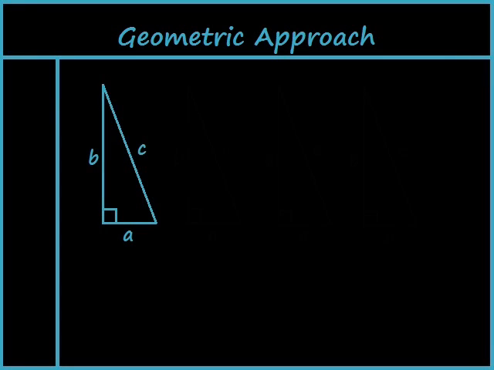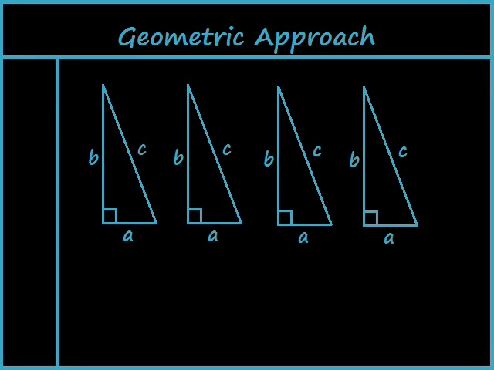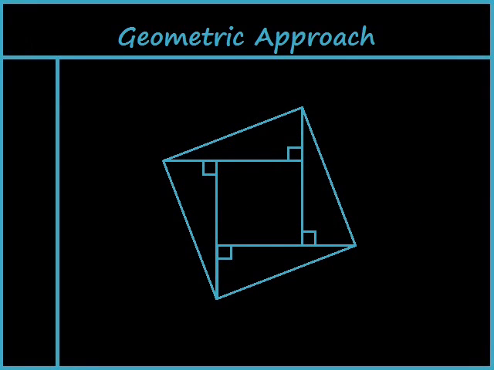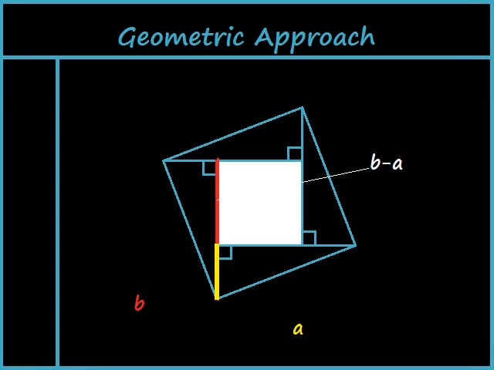Say we have four identical right triangles. Now let's make a square out of these triangles. What would be the area of the inner square? Notice that the sides of the inner square is the length of B minus the length of A. This is true for all the sides. Thus we can conclude that the area of the inner square is (B minus A) squared.